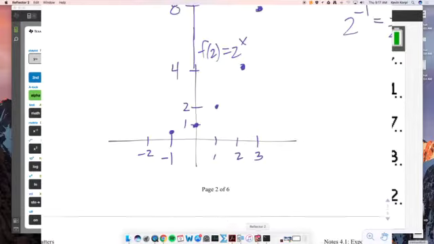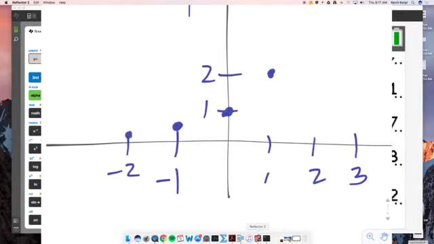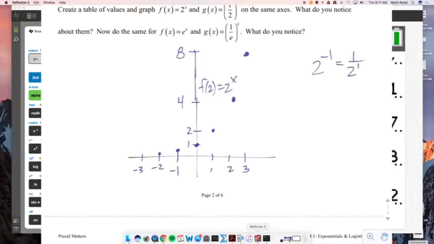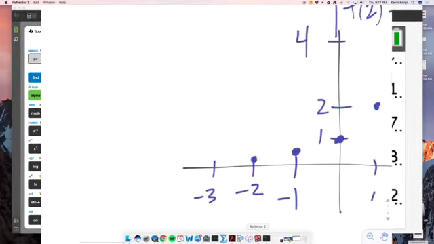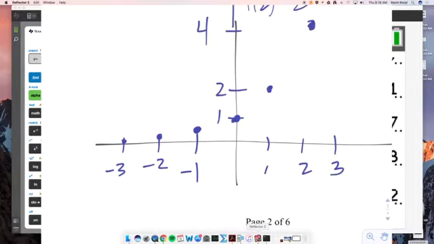At -2, what's 2 to the negative second? That's 1 over 2 to the positive second. That's 1 over 2 squared. That's 1/4, right? That's even closer to the x-axis. And one more, -3. 2 to the -3 is 1/8. That's even closer. So you're going to kind of lose the ability to draw a value that's closer to the x-axis without putting it on the x-axis.